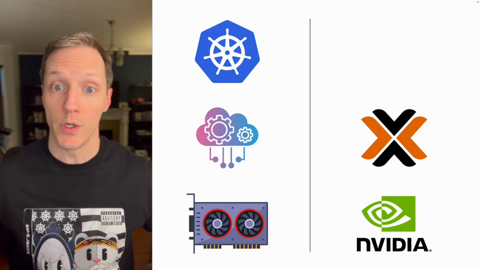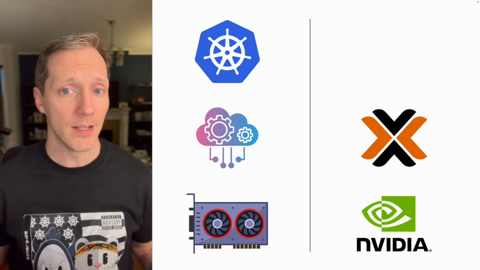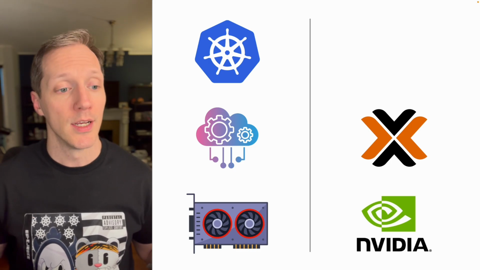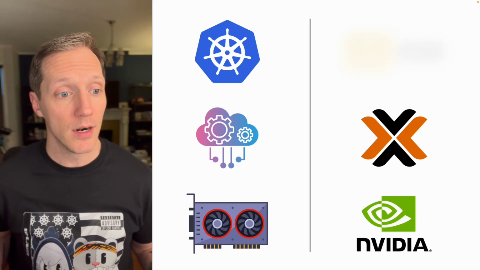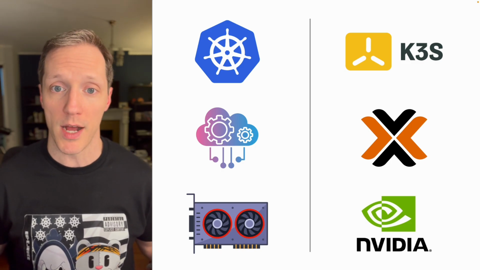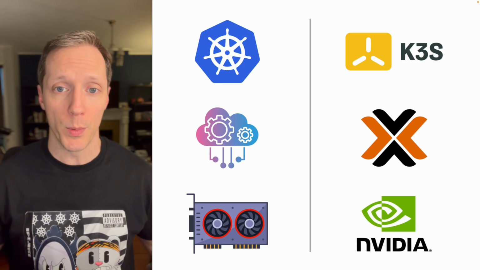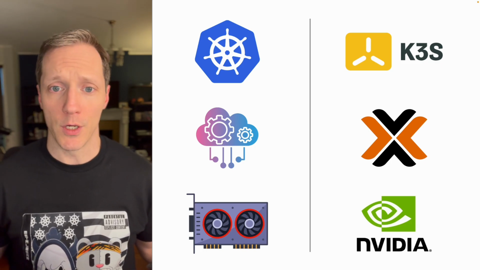I'm not going to show you how to install Proxmox, but I will link in the description the video that I followed to set up Proxmox on my NUC, in case you're interested. From there, we will install K3s. I'm going to stand up VMs in Proxmox and install K3s onto those VMs so that we have a working Kubernetes distribution. You don't have to go with K3s.